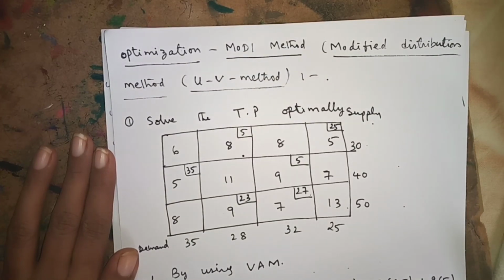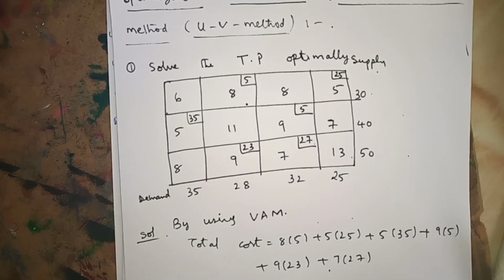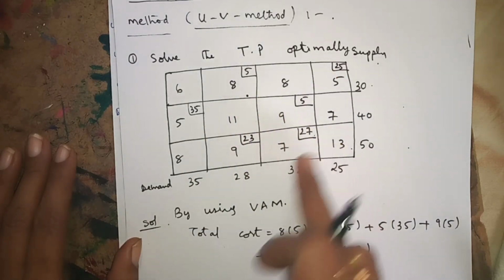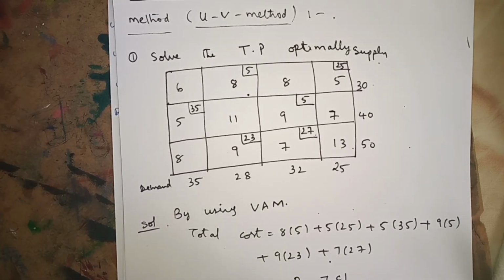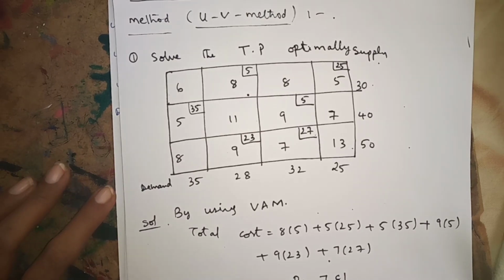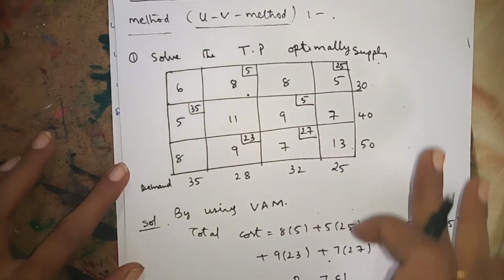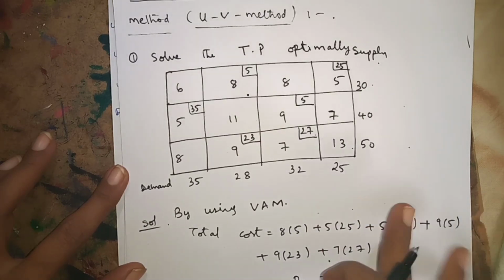Now optimization by the MODI method we are doing. For this TP, I found the IBFS using VAM. I have got these 6 occupied cells, and by using VAM, I have got the total transportation cost. Total cost is equal to 781 rupees. Now I am starting the procedure of the optimal solution. To find the optimum solution, first of all, you have to find the IBFS solution using VAM or any of the methods, preferably VAM.